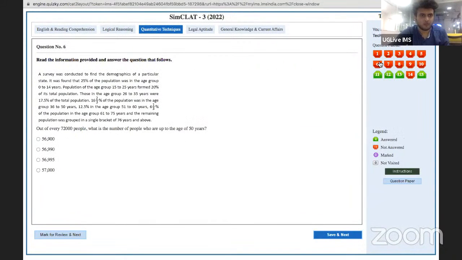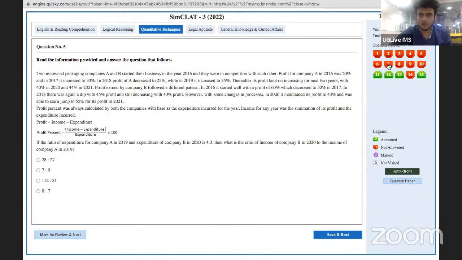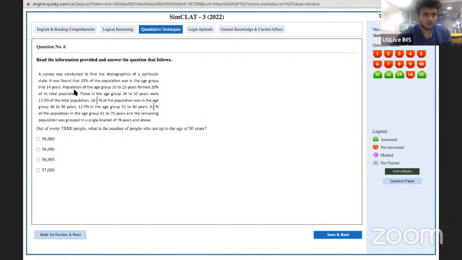अब आते हैं दूसरे में. A survey was conducted to find the demographics of a particular state. It was found that 25% of population was in the age group 0 to 14 years. Okay, ठीक है.